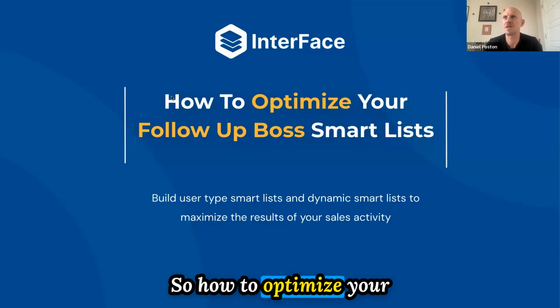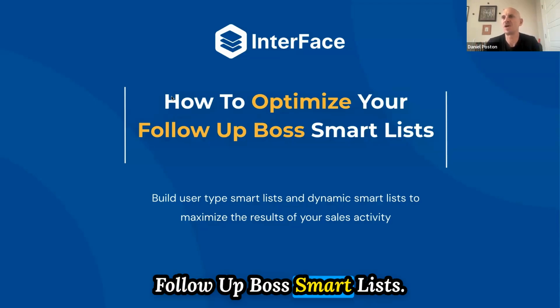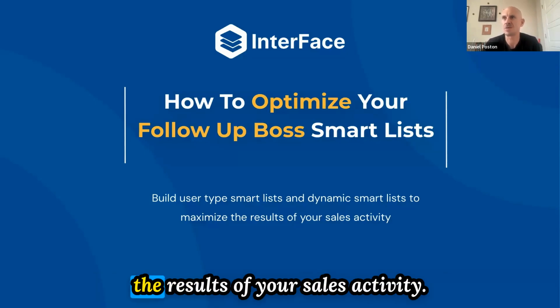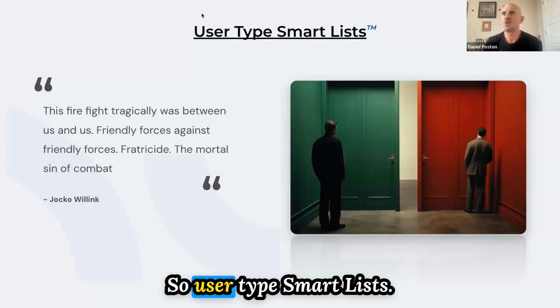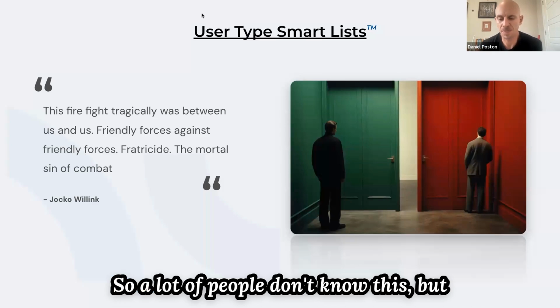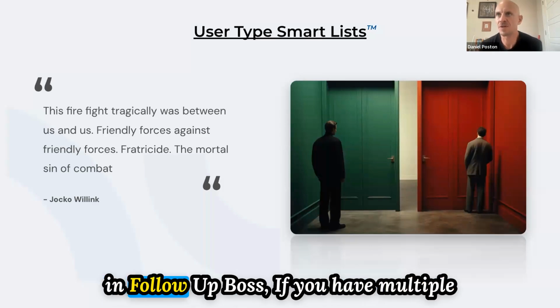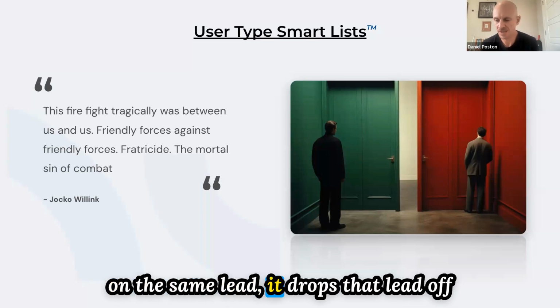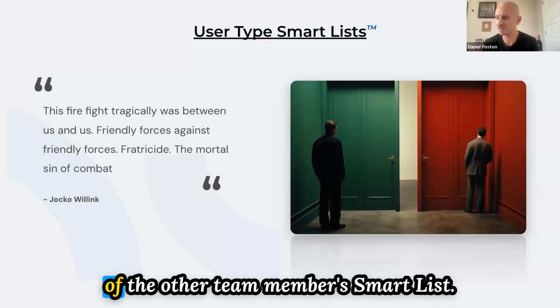So how to optimize your Follow Up Boss smart lists: build user type smart lists to maximize the results of your sales activity. A lot of people don't know this, but in Follow Up Boss, if you have multiple team members calling on the same lead, it drops that lead off of the other team member's smart list.